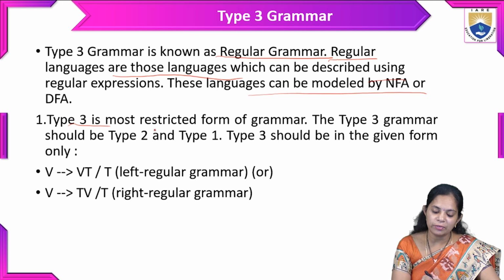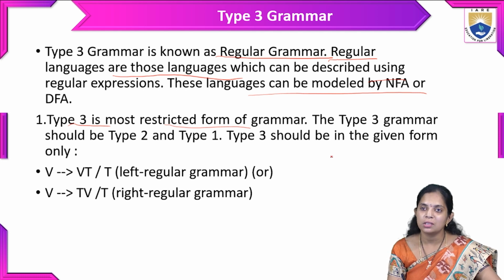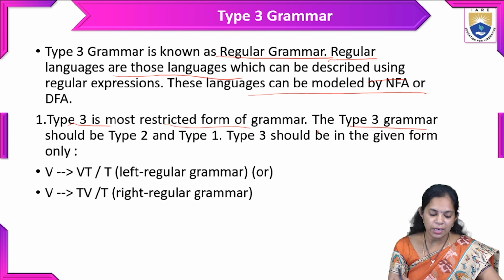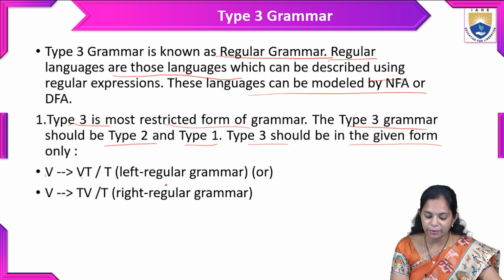This type 3 is the most restricted form of grammar. So we can say that type 3 is the most restricted, and we will discuss why. The type 3 grammar should be a type 2 and type 1. Type 3 should be given in the form of V tends to VT or a terminal: a left regular grammar and a right regular grammar.